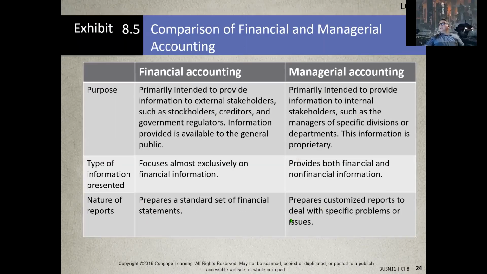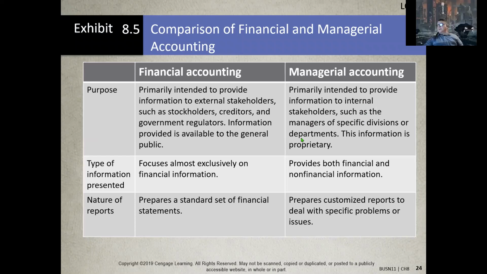Okay, we have a difference between financial accounting and managerial accounting. Financial accounting reports to external stakeholders: stockholders, creditors, and government regulators. That information is available to the general public in a publicly traded company. Managerial accounting is intended to provide information to internal stakeholders such as managers or specific divisions or departments. This information is proprietary, which means not everybody gets to see it. In fact, not everybody in the company gets to see that.